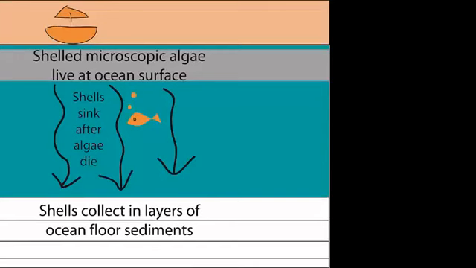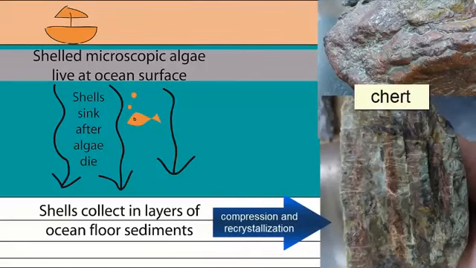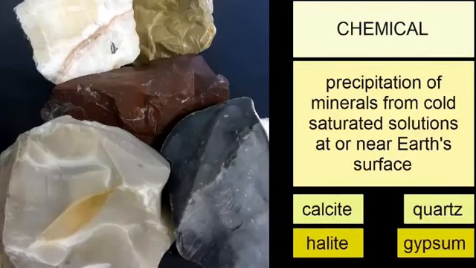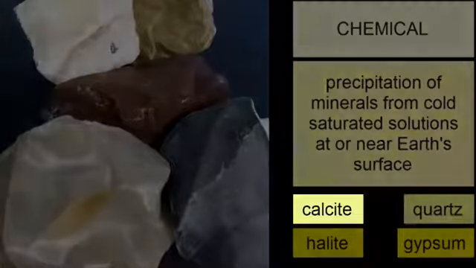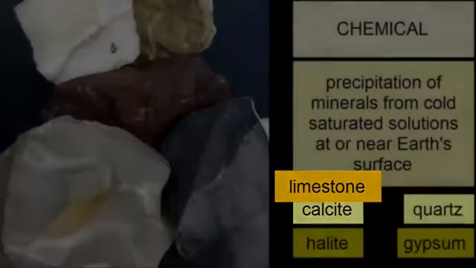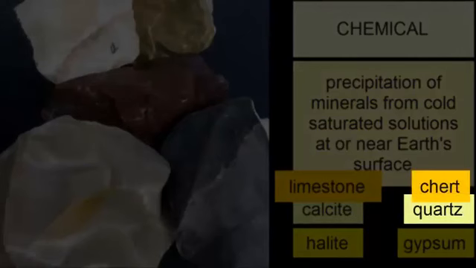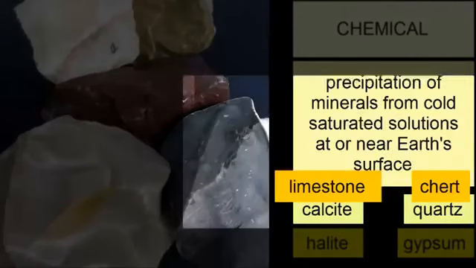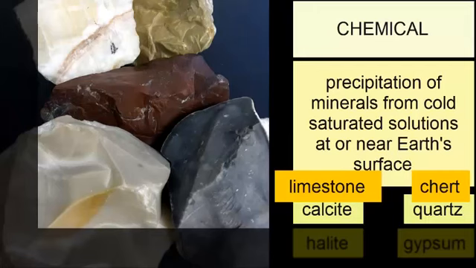Another way to form this type of chemical sedimentary rock is when microscopic shells are compressed during burial and they recrystallize. When a chemical sedimentary rock is composed entirely of calcium carbonate, it's called limestone. When it's composed entirely of quartz or silica, it's called chert. There are many special varieties of each, but that's the basic name used.